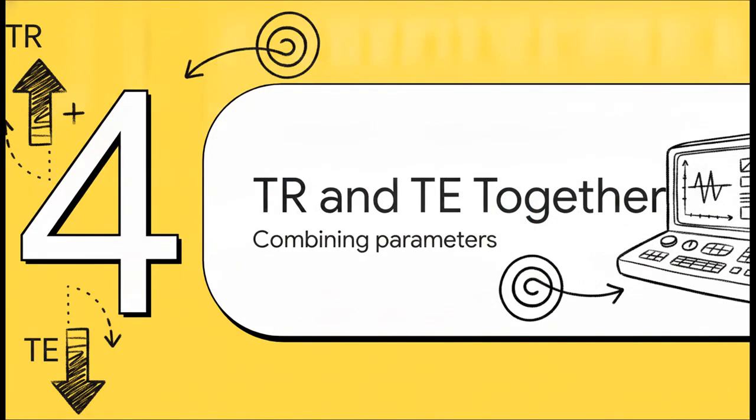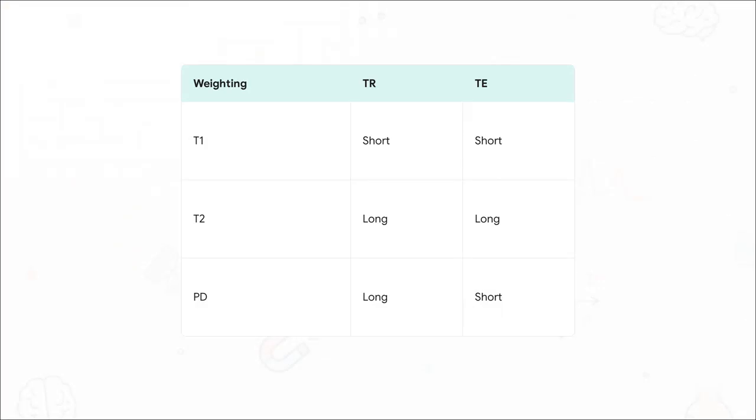Section 4. How TR and TE work together. This is where it all comes together. Let's decode this matrix so you literally never have to memorize it again. To get a T1 weighted image, you want a short TR to catch the differences in recovery between fat and water, and a short TE so you listen immediately before that T2 decay ruins the contrast. Short and short equals T1.